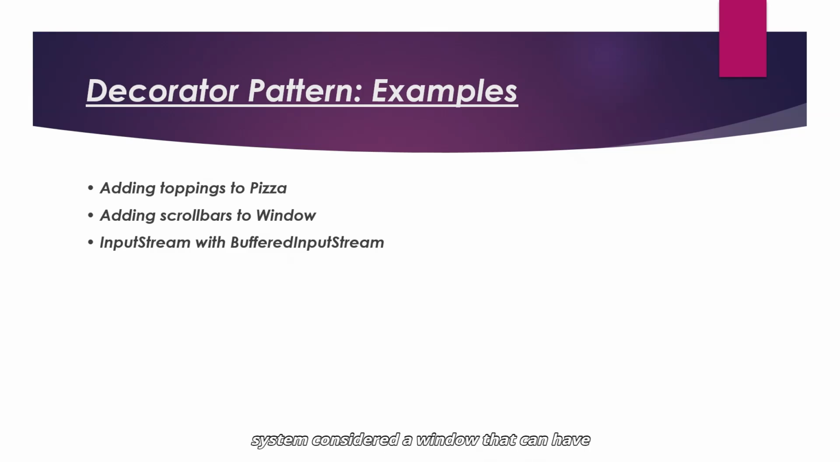In a GUI system, consider a window that can have different features like a scroll bar or a border. Each of these features can be added dynamically using decorators. The input stream and buffered input stream classes in Java are an excellent example of this pattern. You can wrap an input stream in a buffered stream to add buffering functionality without altering the original stream.